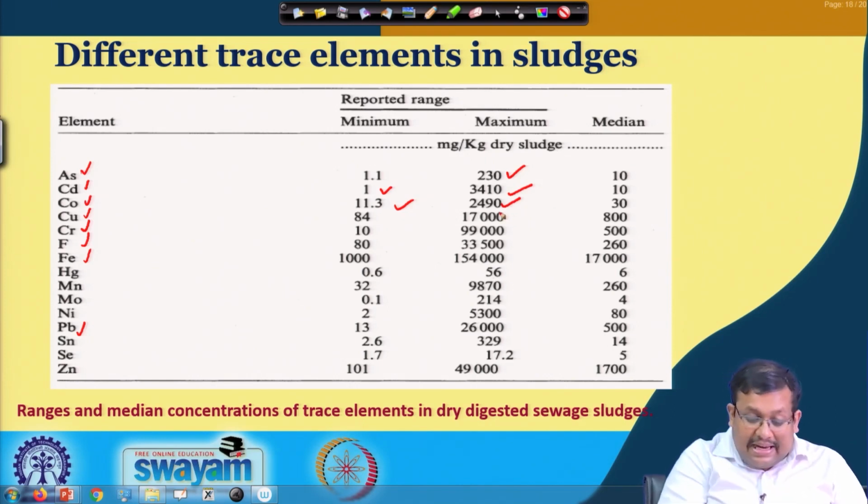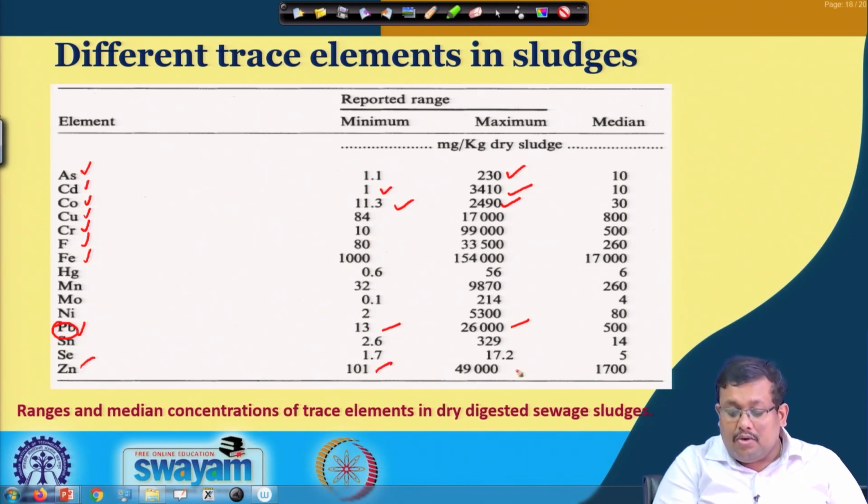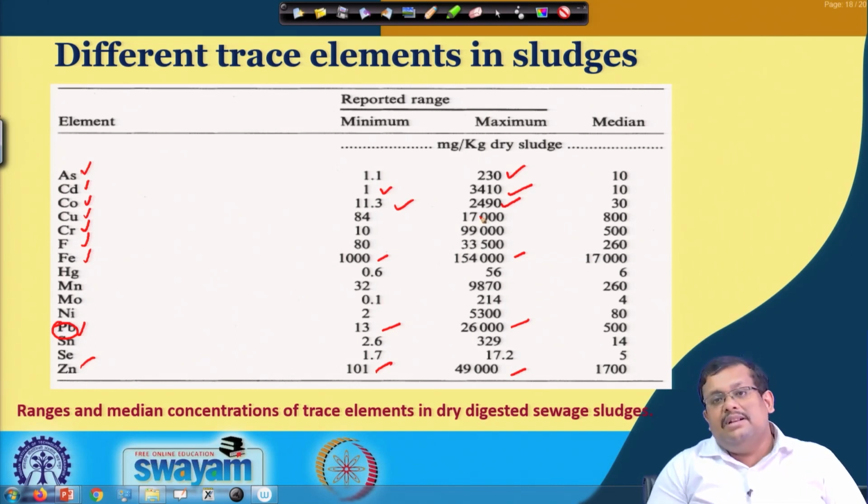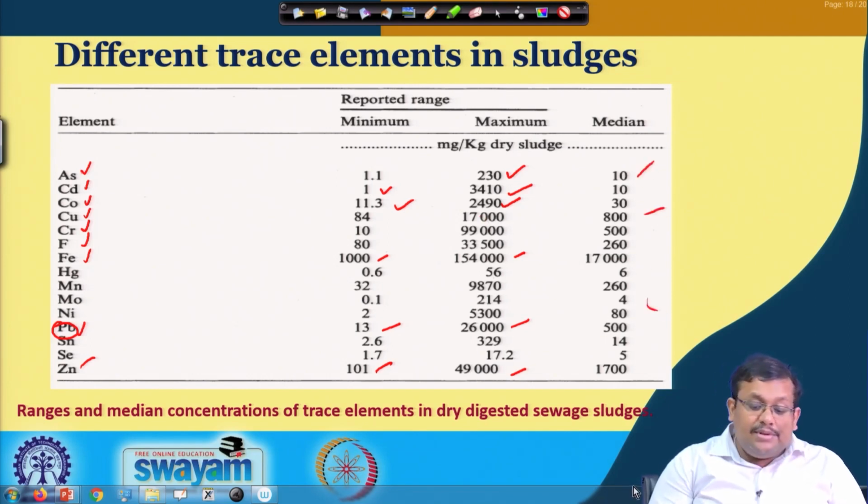In respect to the lead, you can see wide variations starting from 13 ppm to 26,000 ppm. In case of zinc, it varies from 101 to 49,000 ppm. So, 49,000 ppm means 4.9%, which is quite high. Similarly, iron varies from 1000 ppm to 154,000 ppm. So, you can see how the sludges show a wide variability of these trace elements, sometimes beyond the permissible limit, and these are the median values of those data.